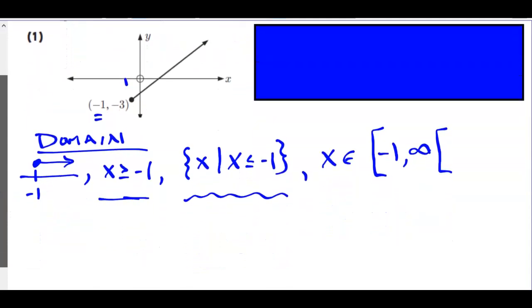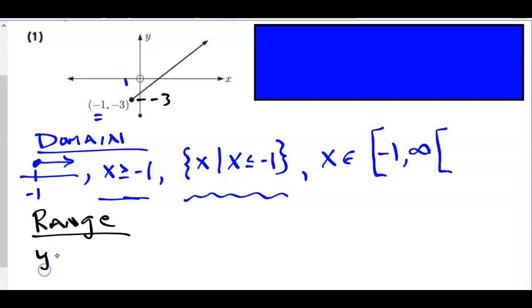Let's look at the range. We better change colors. All right. The range are all the possible y values. If you're looking at the y values, you notice that the lowest it can be is -3, and if this continues up, it certainly goes from -3 up. So I'm going to do this pretty quick. I'm going to say y is greater than or equal to -3.